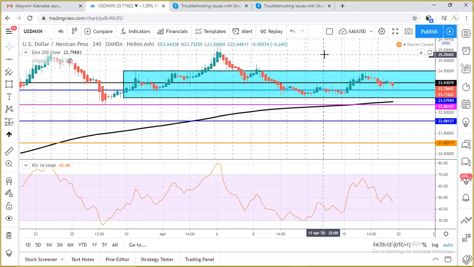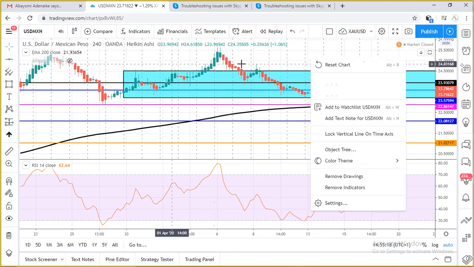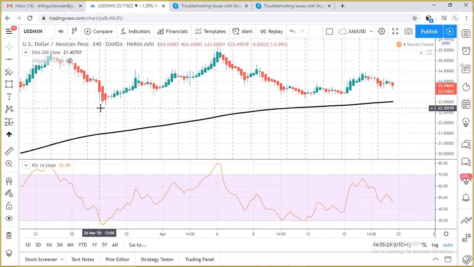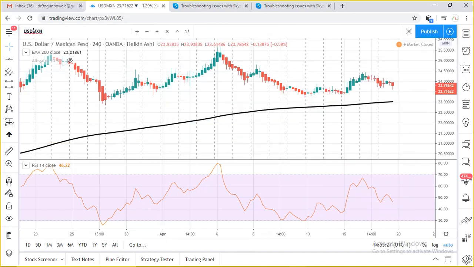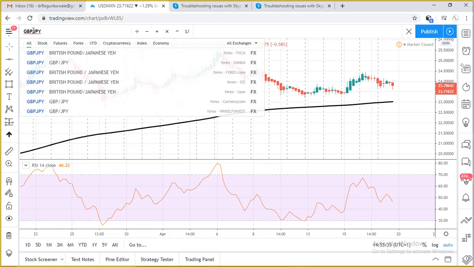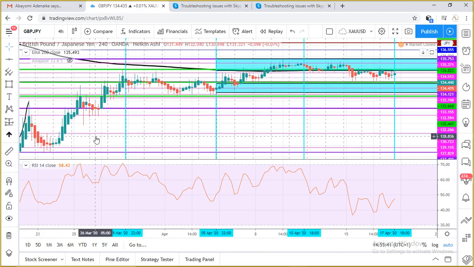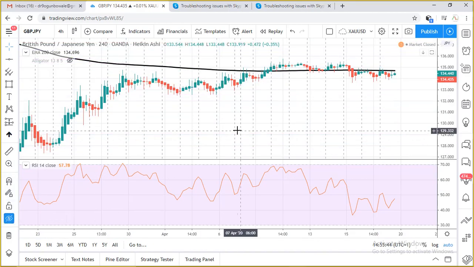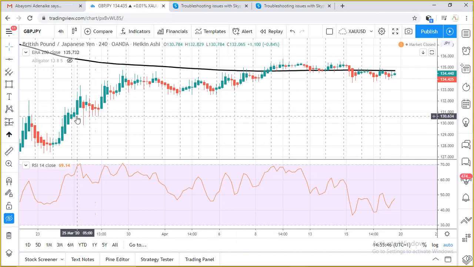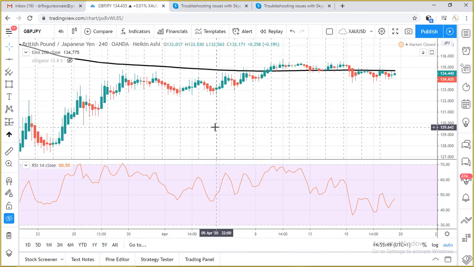So that is what we are likely going to see, and I'm going to go to our trade now. Let me switch to our trade, which is GBP JPY. So let me shift to that trade. We have shifted to this trade, GBP JPY. That's the trade we've been doing for some time.